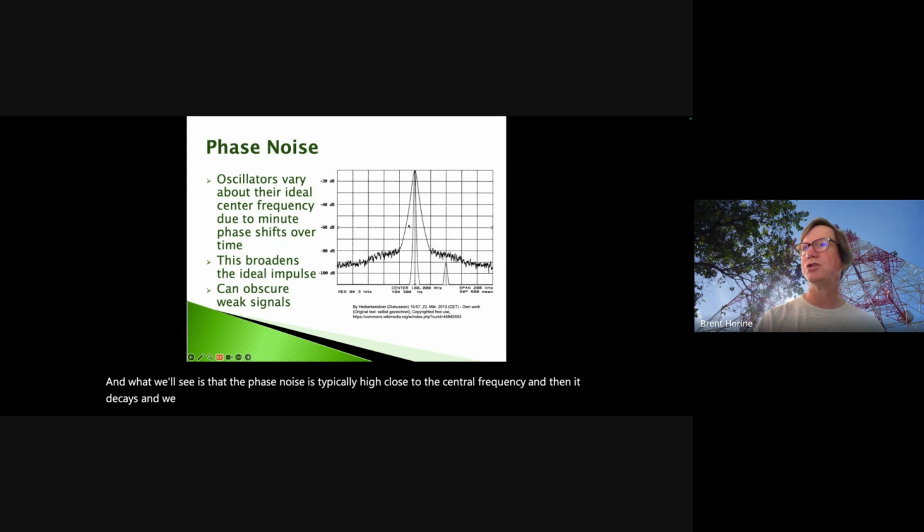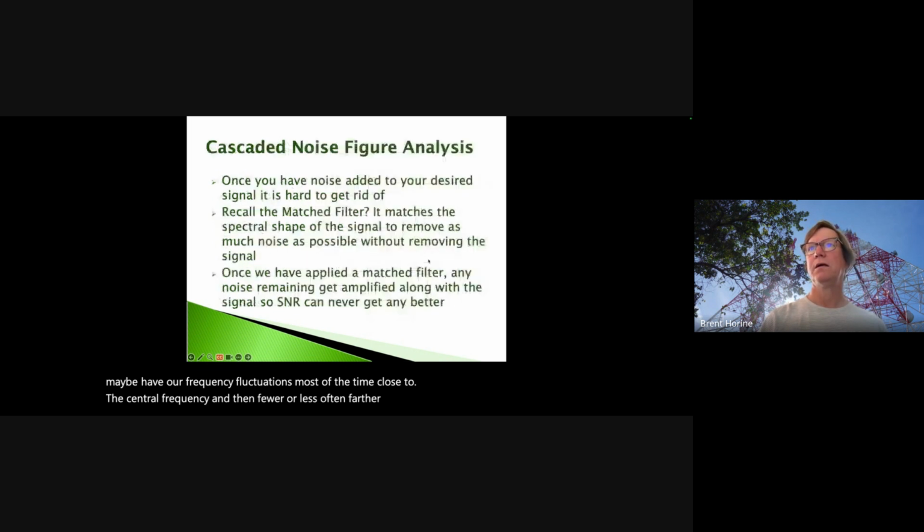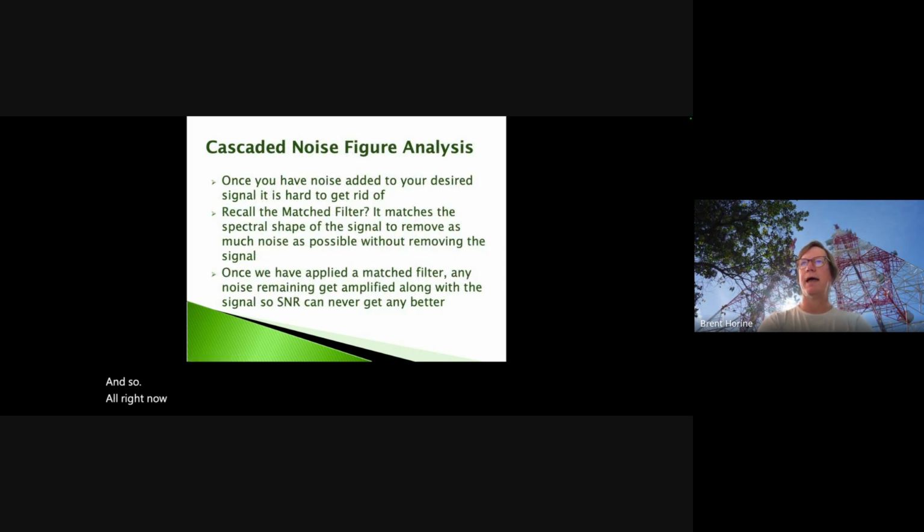We might expect that. It's usually maybe some complex tendencies out here, but even if we think of a Gaussian type of process, then we would expect to have our frequency fluctuations most of the time close to the central frequency, and less often farther away. And so, all right. Now, once you have noise added to your desired signal, it's hard to get rid of, right?